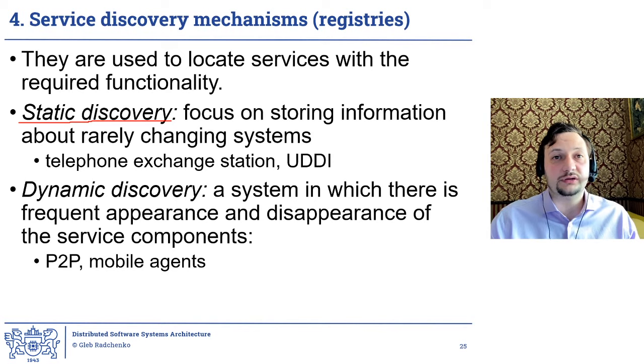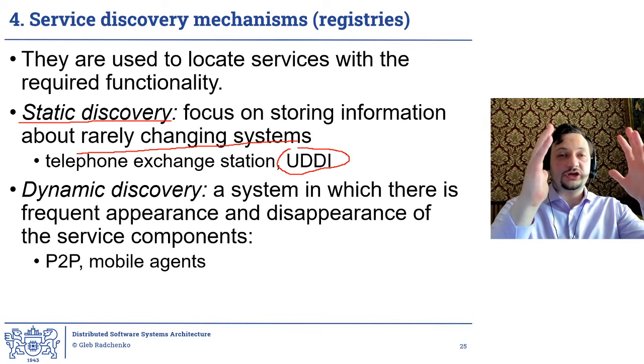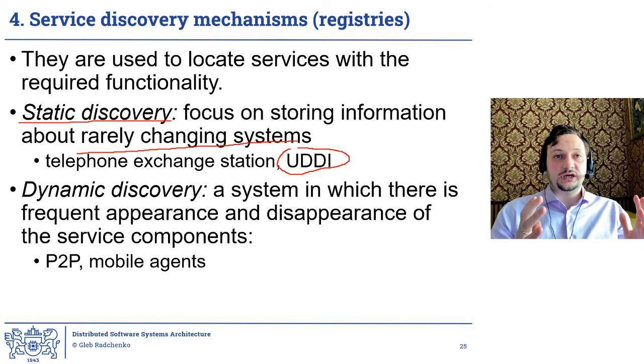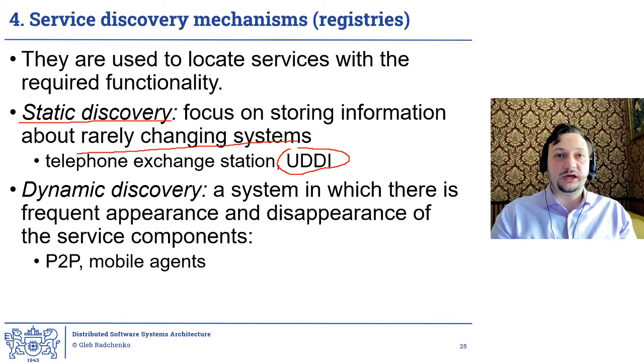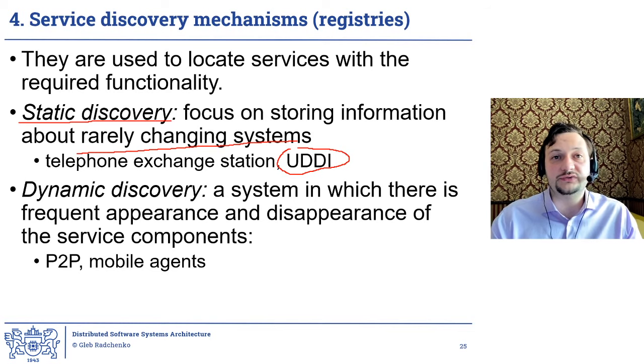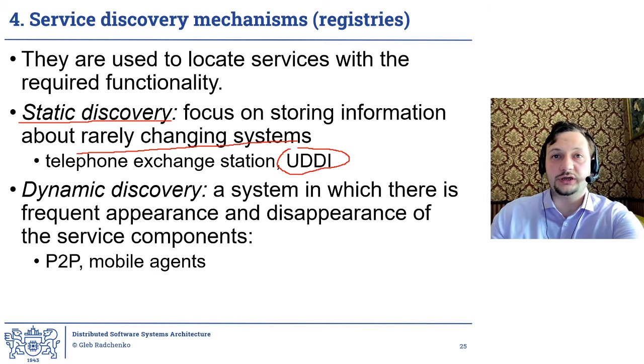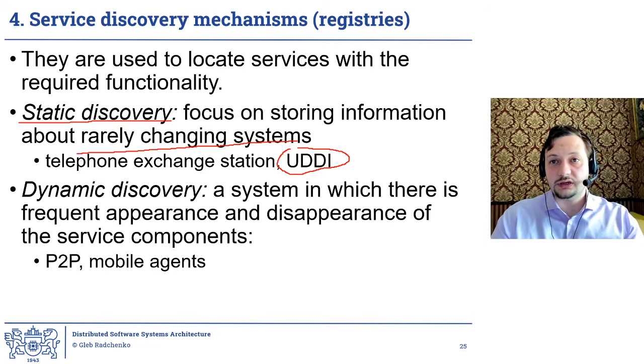Static discovery focuses on storing information about rarely changing systems. For example, such approach as UDDI, you have a big register of the services, and UDDI stores this information, and it can give you back the description of the interface of each of the services that are available right now in the register. So the second approach, it is dynamic discovery.